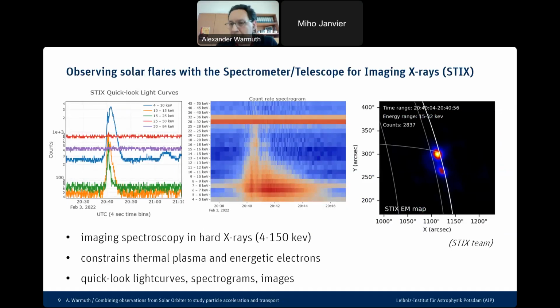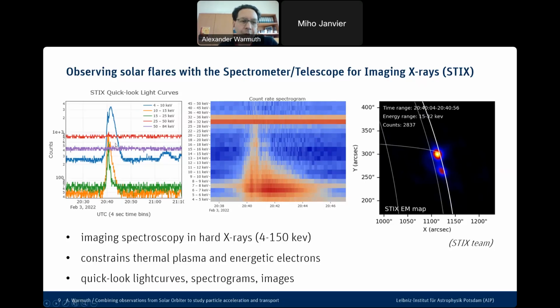Then we look, do we see a solar flare in the time interval? For that, we primarily use STIX, the X-ray telescope. With STIX, we can do imaging spectroscopy in hard X-rays from 4 to 150 keV. This covers both the thermal plasma that is heated by the electrons at the sun and the energetic electrons themselves. And this is the same energy range that is also covered by EPD. So we can look into the same particle population.